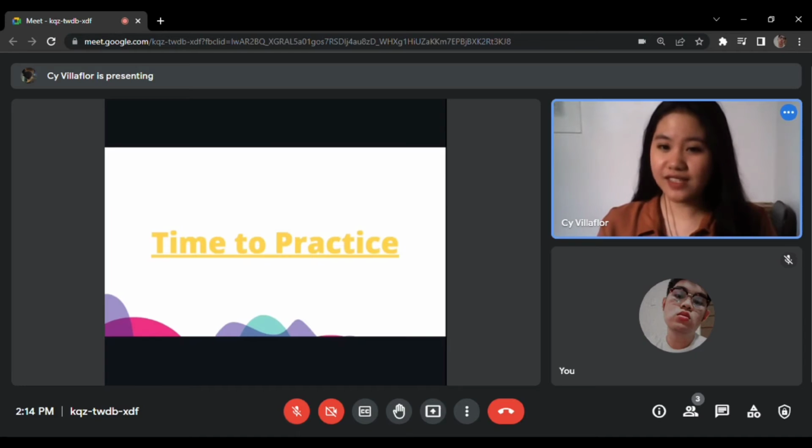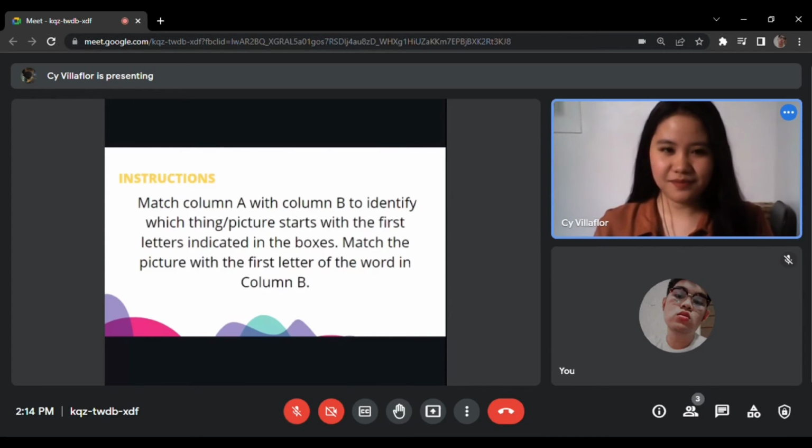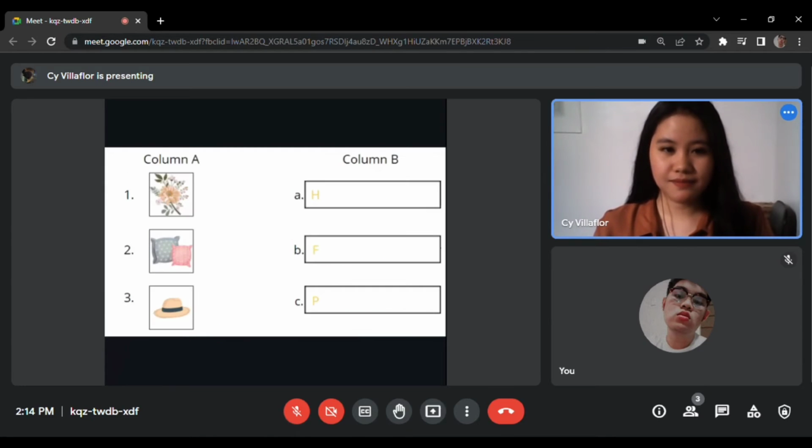It is time to practice your learning for today. Match column A with column B to identify which thing or picture starts with the first letters indicated in the boxes. Match the picture with the first letter of the word in column B. Check out column A. What do you think is our first item in number 1? Correct! Flower. Can you match the picture with its first letter in column B? You are correct. It is letter F.